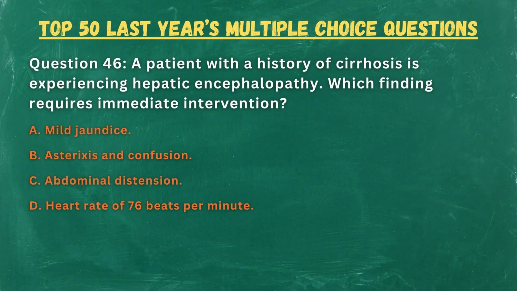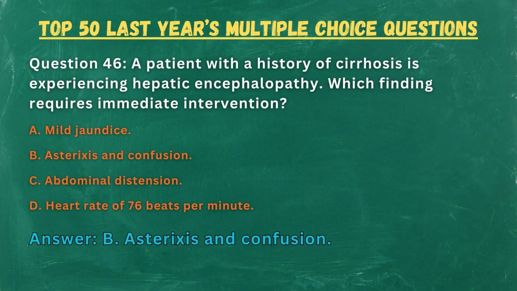Question 46. A patient with a history of cirrhosis is experiencing hepatic encephalopathy. Which finding requires immediate intervention? A. Mild jaundice. B. Asterixis and confusion. C. Abdominal distension. D. Heart rate of 76 beats per minute. Answer: B. Asterixis and confusion.